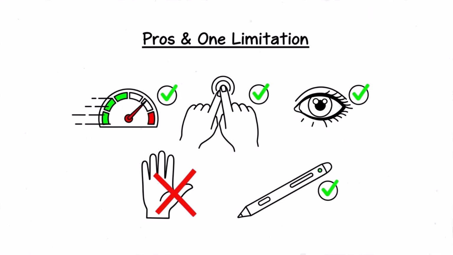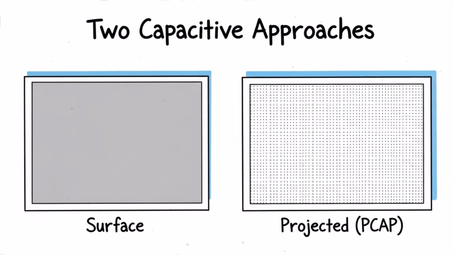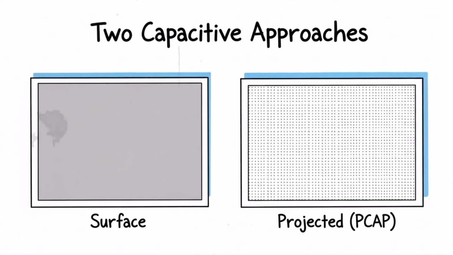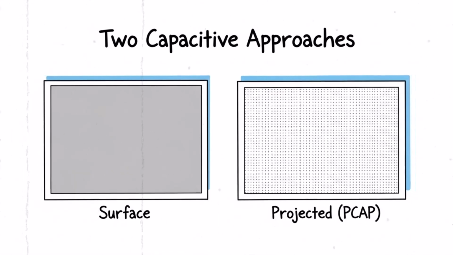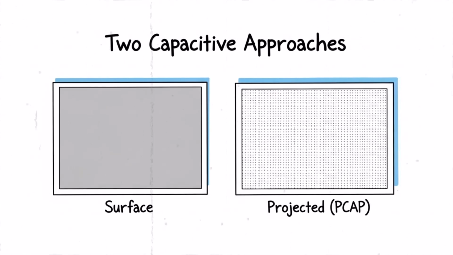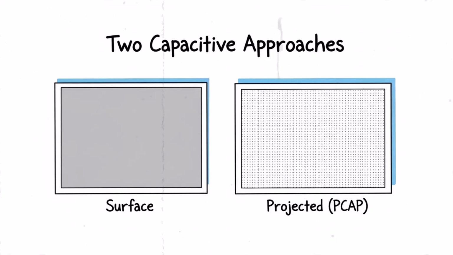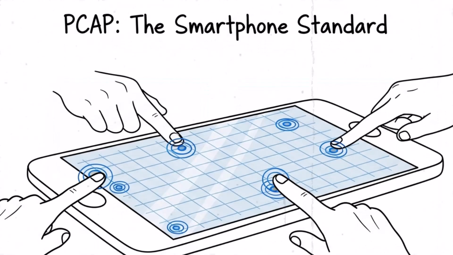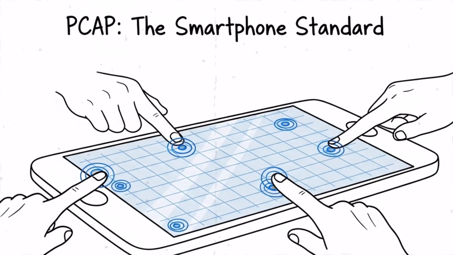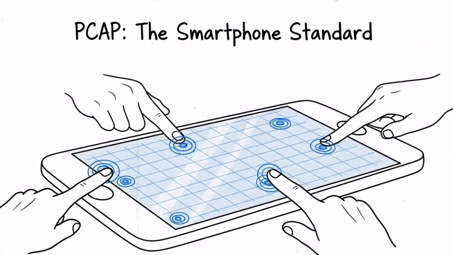Now let's talk about infrared touchscreens. Infrared touchscreens don't rely on pressure or electrical conductivity. Instead, they use a grid of invisible infrared light beams across the surface. Sensors line the edges of the screen. When a finger interrupts the light beams, the system detects the position.